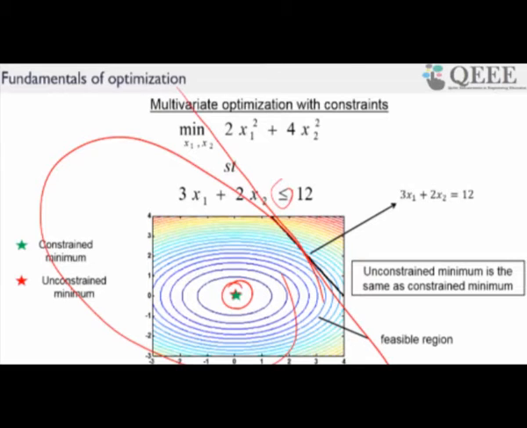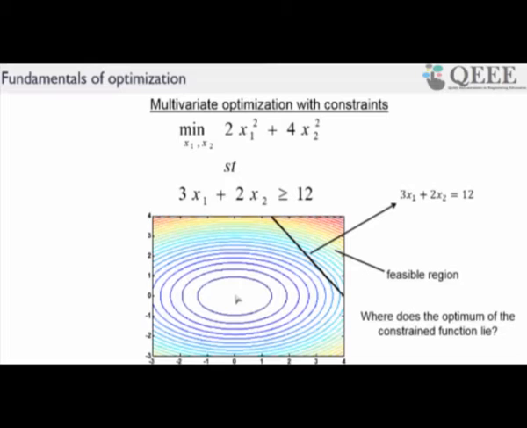Okay, so what happens here is the unconstrained and constrained problems have the same solution, because the feasible region already includes the unconstrained solution. Now what would happen if this becomes greater than or equal to 0?